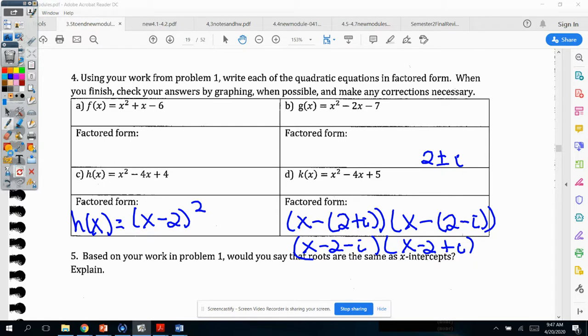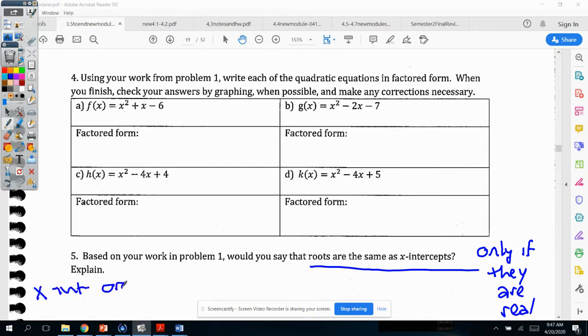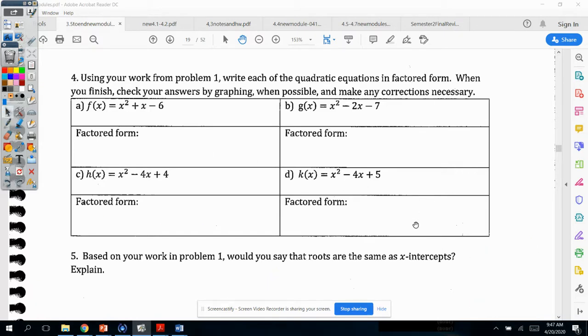Okay, so now, would you say that the roots are the same as x-intercepts only when they're real? I would say that's only if they are real. The difference is how you express it. Remember, x-intercepts are ordered pairs. Roots are x equals a number. So it's kind of the same information, but it's not the same, and only if they're real.